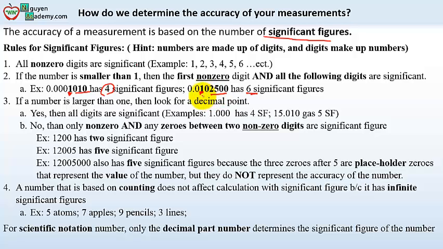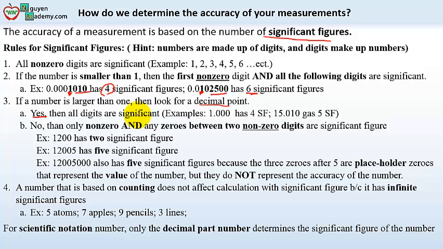Now we get a little bit more complicated when the number is larger than or equal to 1, okay? Now, when the number is larger than or equal to 1, what do we look for? We look for a decimal point. For example, if we have a decimal point, all the digits are significant.